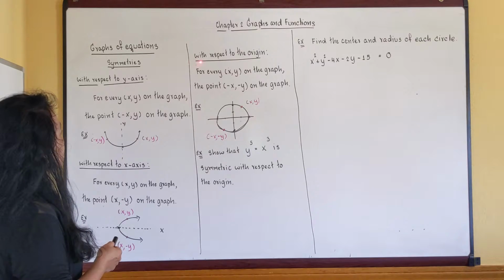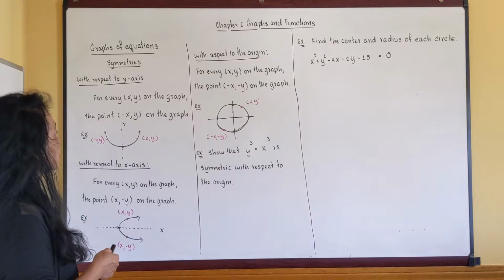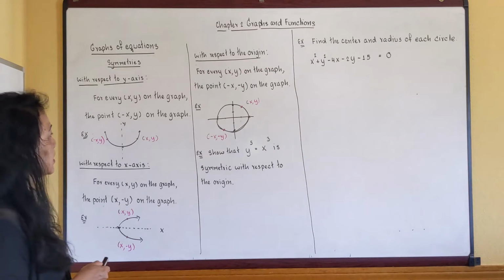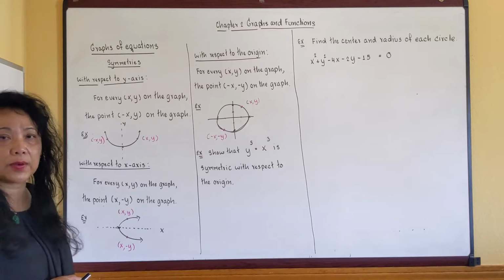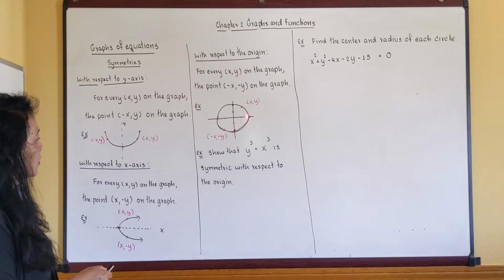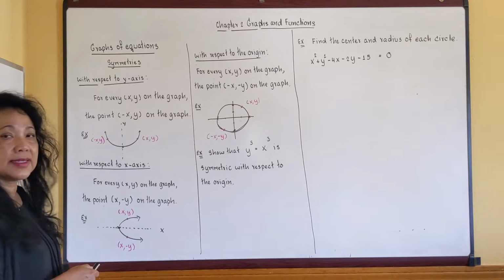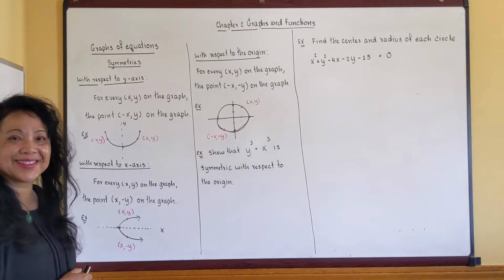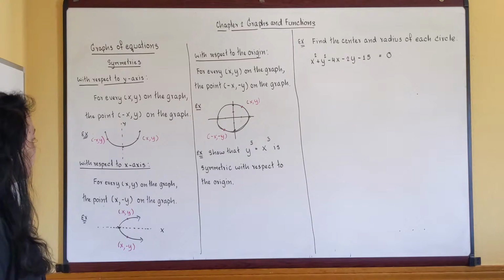The next one, symmetry with respect to the origin. It says that if you have x, y on the graph, then -x, -y is also on the graph. Look at this circle. The radius is 2. If I pick a point here, x, y, you can always find -x, -y through the origin, which is here. Alright, so this is the definition.